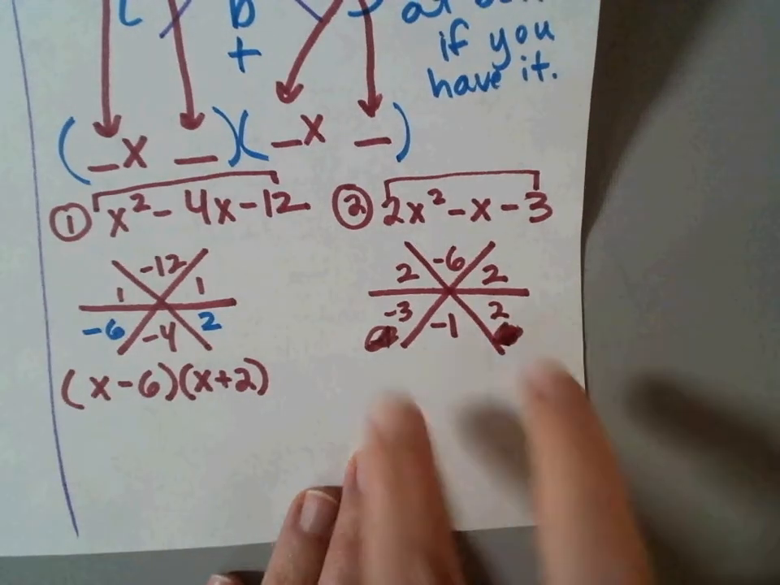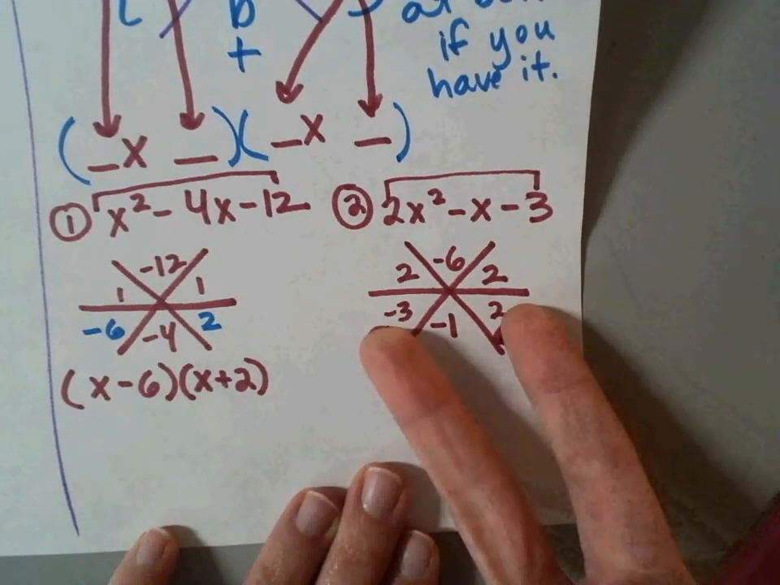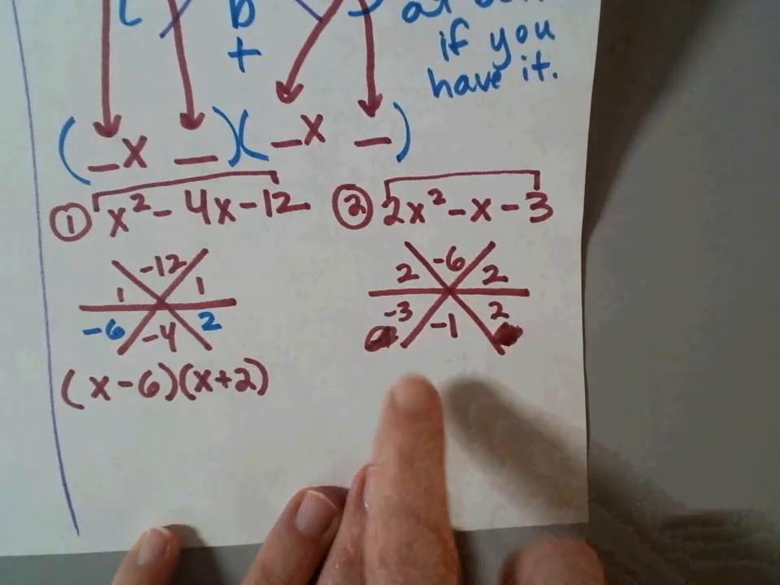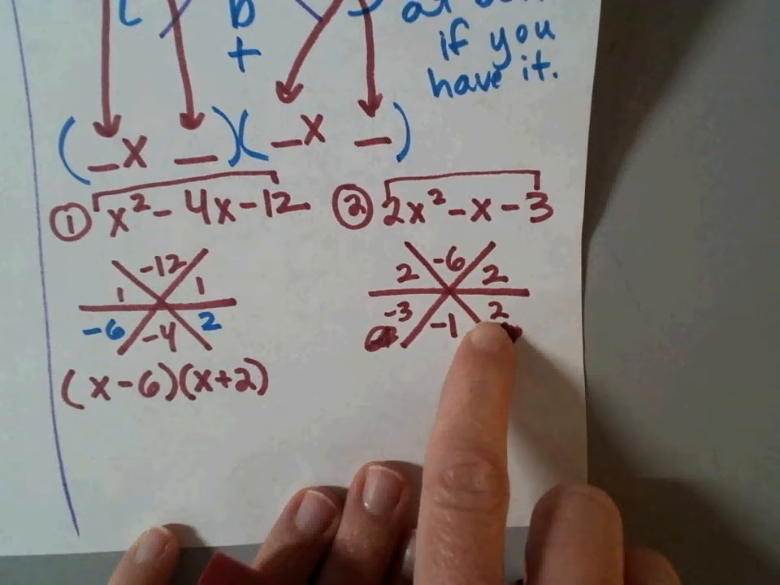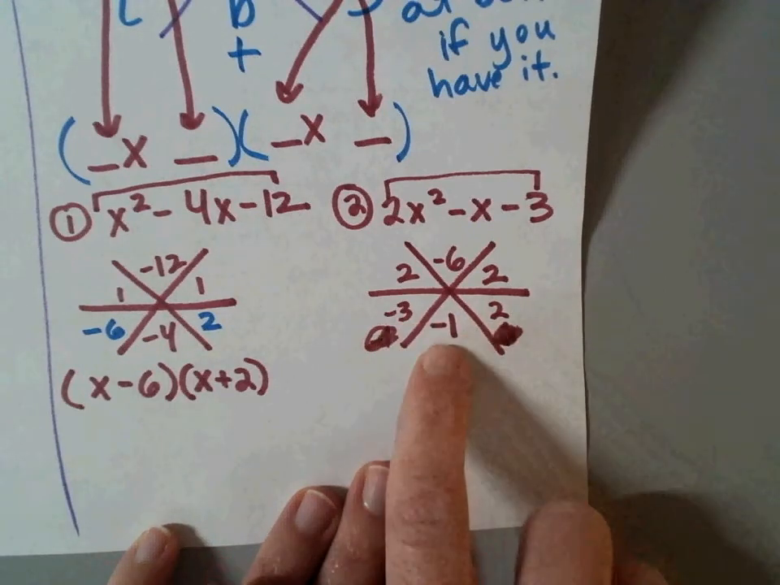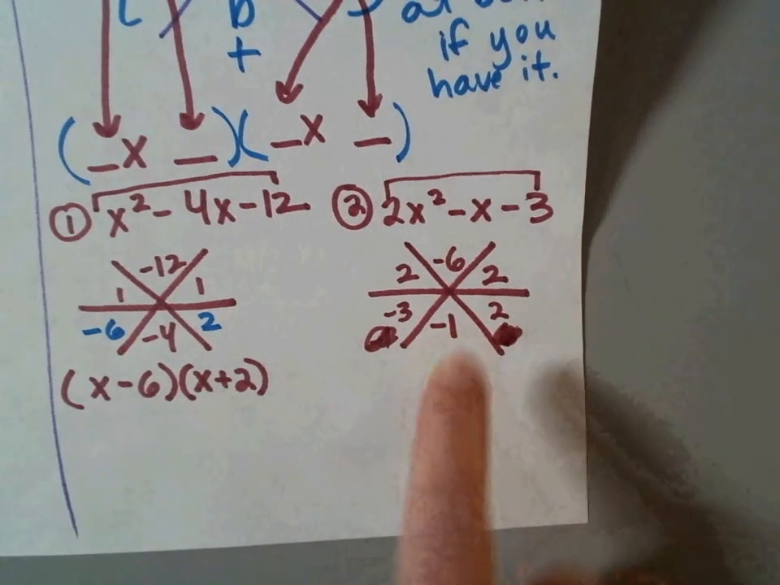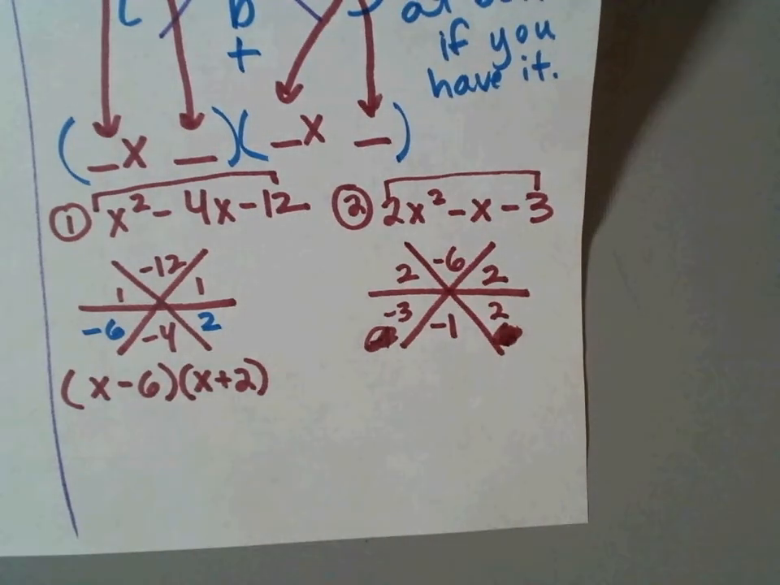Question here, does it matter if I put a 2 first or a negative 3? No, doesn't matter. And then what if I made 2 negative? Would that work? No, because 3 minus 2 is what kind of a 1? Positive 1, and you need negative 1. Everybody agree that it has to be those two?